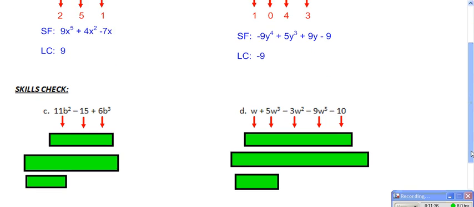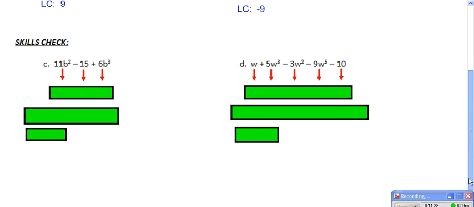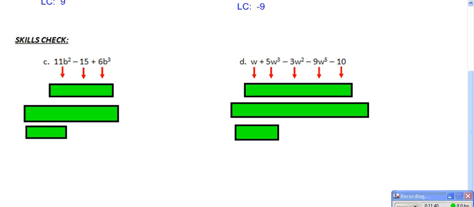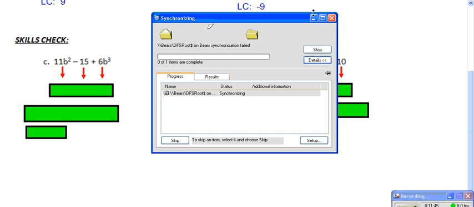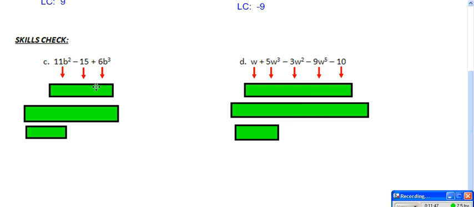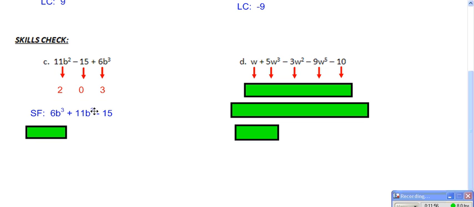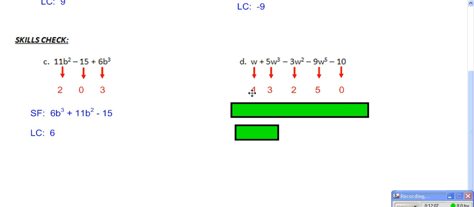Again, I'm going to go ahead and have you pause the video, work through C and D on your own, and then check back in. All right, you've worked through C and D on your own here. You can double check, see if your work aligns to mine. Here's your standard form: 6b to the 3rd plus 11b squared minus 15, and your leading coefficient is 6.